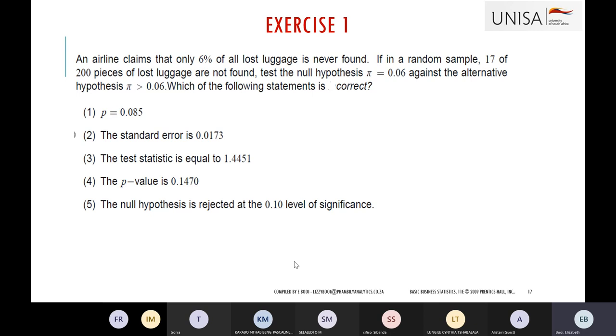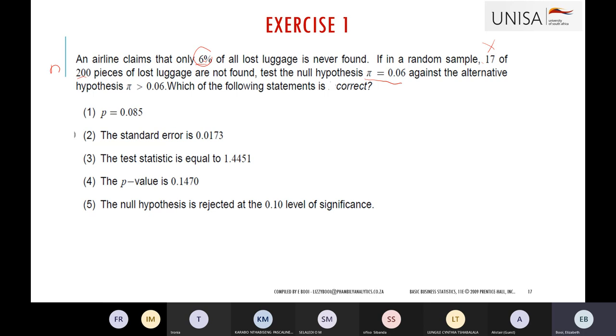First, let's start unpacking the question. What have they given us here? We are given the population proportion of 6%. We are given the X value. We are given the N. And we are told what the hypothesis testing is.